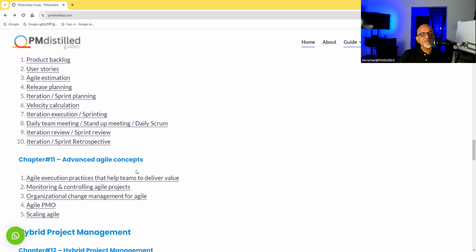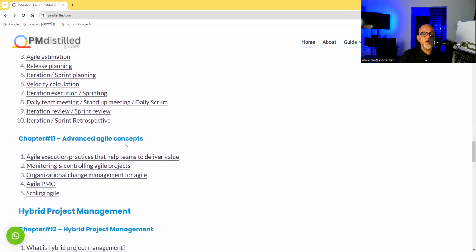And in chapter 11, we discuss more about the advanced agile concepts like agile execution practices that help teams to deliver value, and monitoring and controlling agile projects, how we do it. Here we talk more about the control charts, the burn down charts, the sprint burn down chart, the release burn down chart, the product burn down chart, and the cumulative flow diagrams, etc.